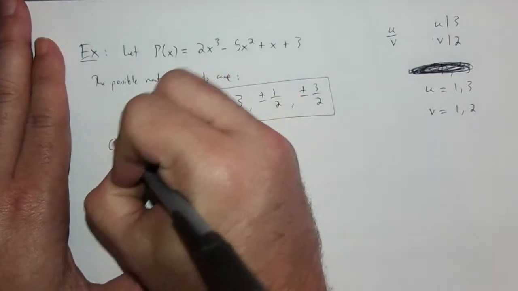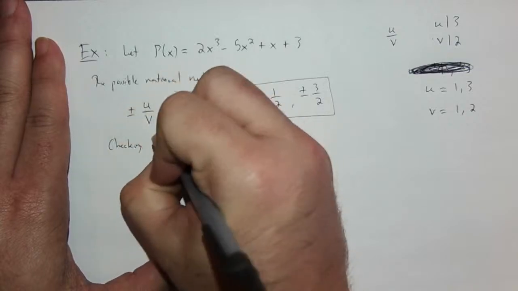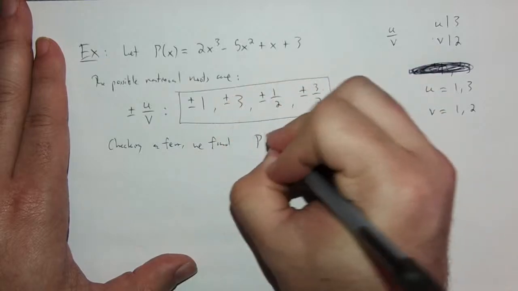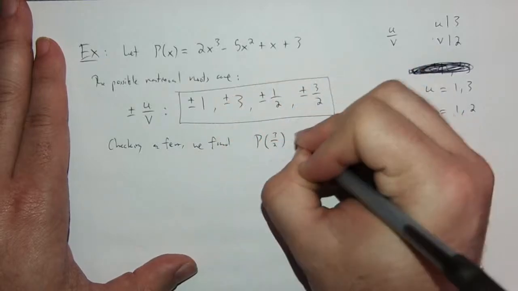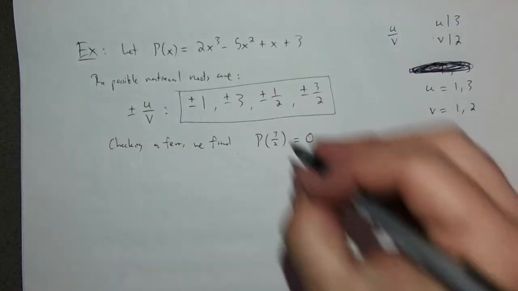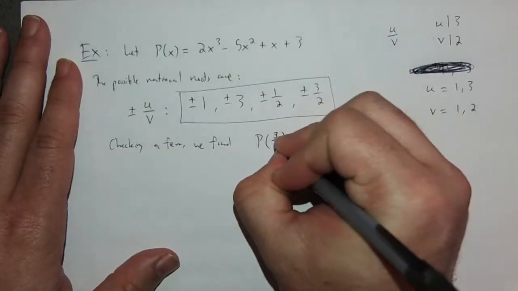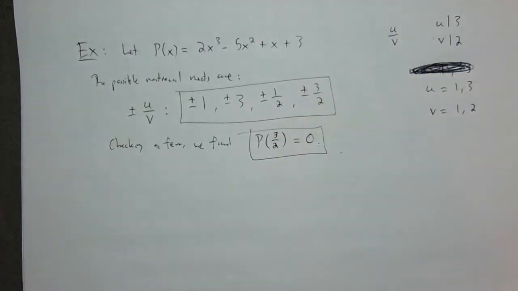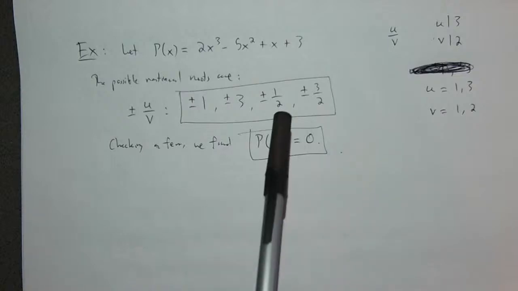So checking a few, we find that P of 3/2 actually works. Okay, it doesn't have to work. You don't have to find a single one, right? All of these could fail, but in this case, we have found a rational root. Obviously this works out a lot better for the polynomials in question.